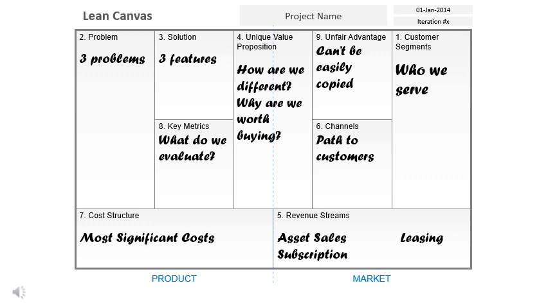Next, we go all the way to the left side, and you'll see that there's problem. So we want to think about what 3 problems they currently have in the market regarding your product. The next section, section 3, is the solution. How can we, as a business, what features are we going to offer to solve the problems that we're listing in part 2? Then we go over to the unique value proposition.